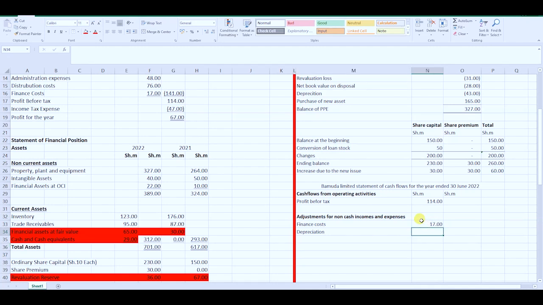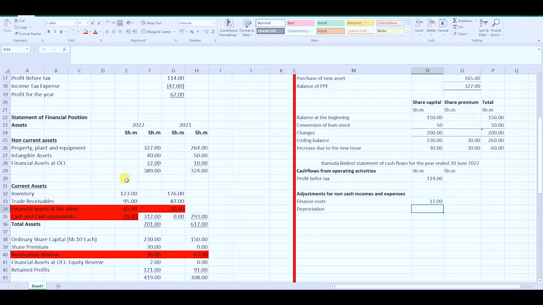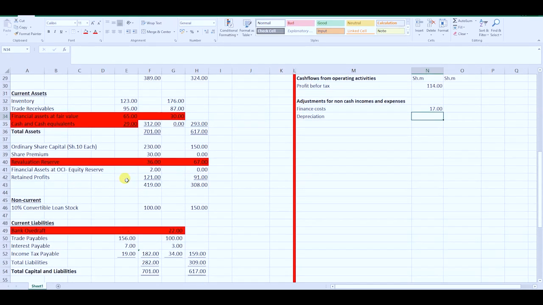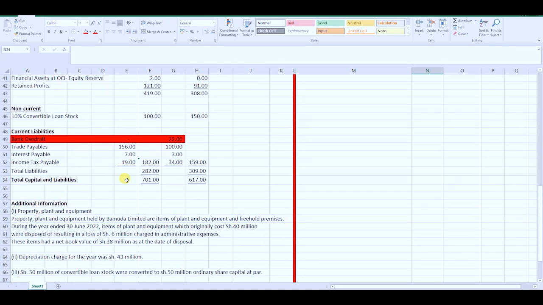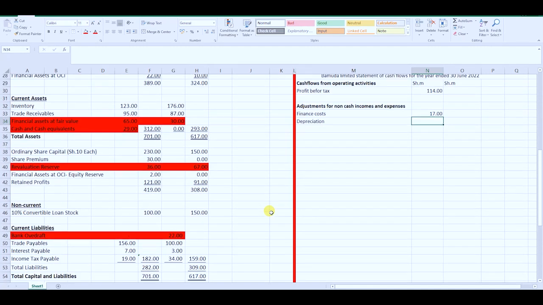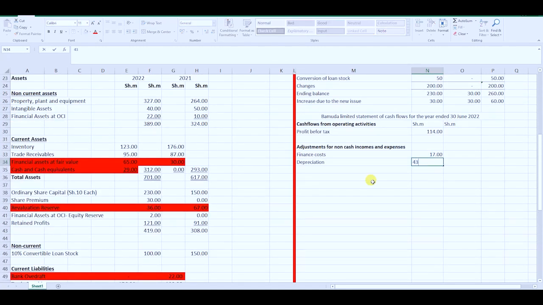And the depreciation, we can get it of course from the statement of financial position over here. If it's not there, we can check it here. There is disposal over here. You can see the depreciation is over here, note number 2. Depreciation charge for the year was 43 million. So we're dealing with this year. We just pick the 43 million.